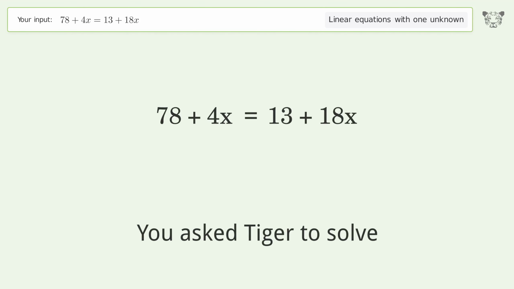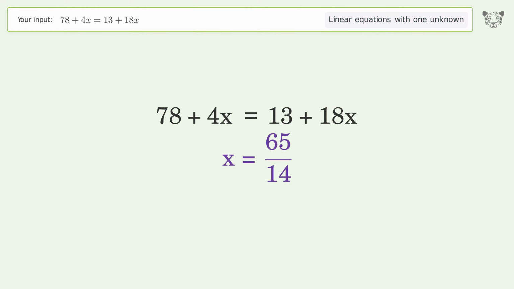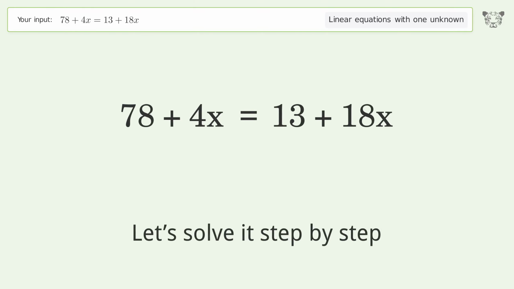You ask Tiger to solve. This deals with linear equations with one unknown. The final result is x equals 65/14. Let's solve it step by step.